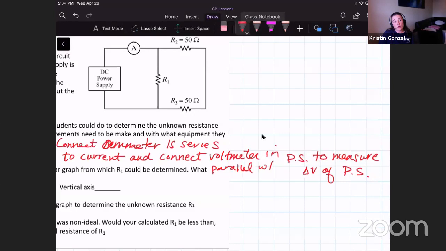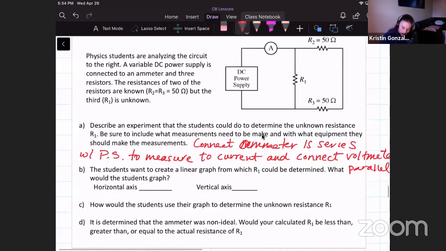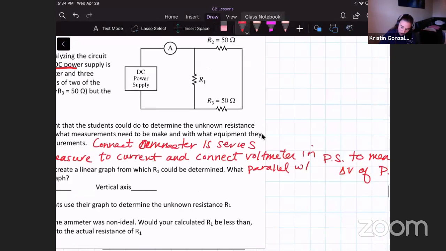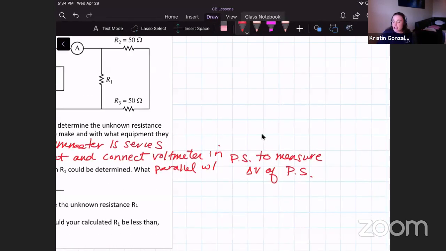Okay, and then what you always still want to keep in mind is what variables could you change, because you always want to do multiple trials, right? We're never really going to be happy with doing something once because we don't know how valid that data is. So in order to reduce our error, we always want to take more trials. So what can we change? Well, we've got a variable power supply. So we're going to change that potential difference, and we're going to measure that and the current, right? So we're going to do multiple trials, changing the power supply potential difference.